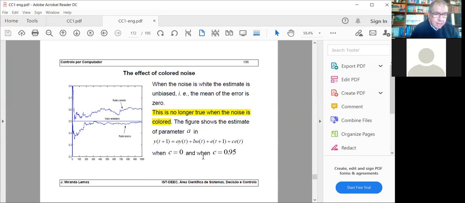So I have here a simulation in which I have my first order system. I want to estimate A and B, so I observe U and Y. And my noise is a sum of two terms, E of t plus 1 and C E of t. Okay, I'm summing these two terms. Now, E is a sequence of independent random variables. So if C is equal to 0, this term is not there, and we have white noise.